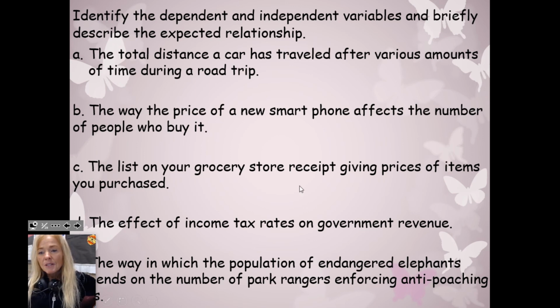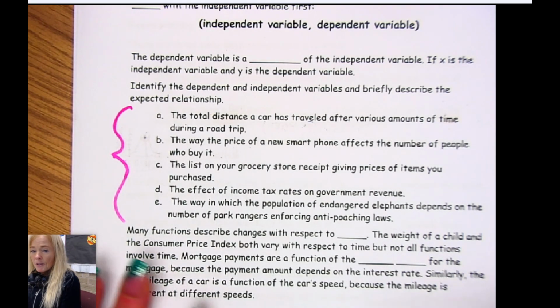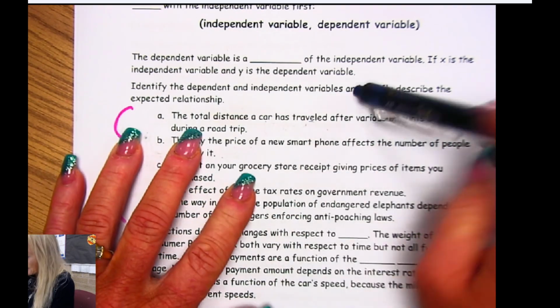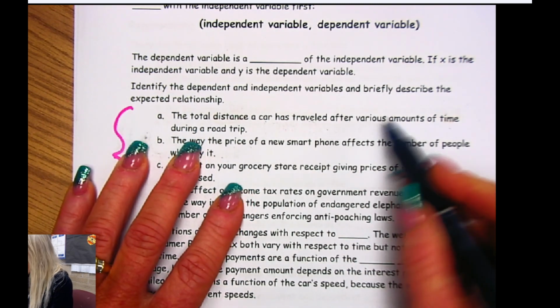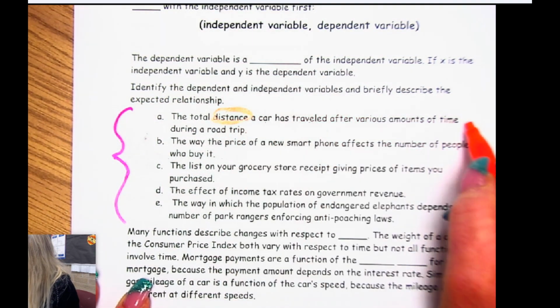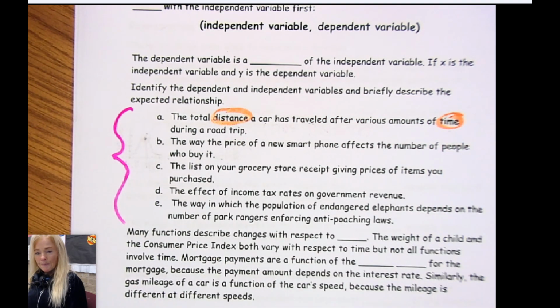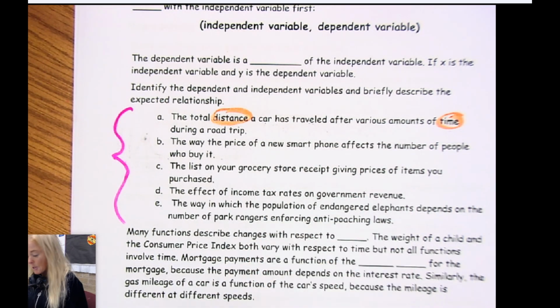All right, so the total distance a car has traveled after various amounts of time. I'm going to go to my paper so I can write it down. So the total distance a car has traveled after various amounts of time during a road trip. So this, I don't know the best way. I'm going to show you what I do. I think, okay, those are my two variables. I say distance is a variable, time is a variable. So I've got my two variables.